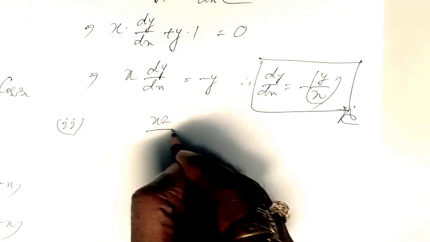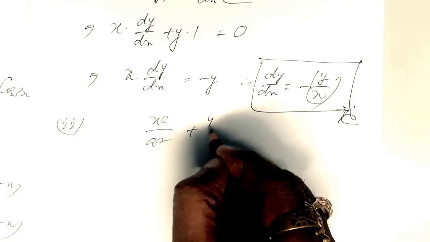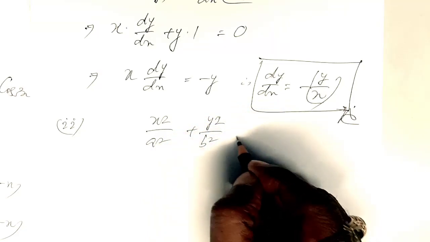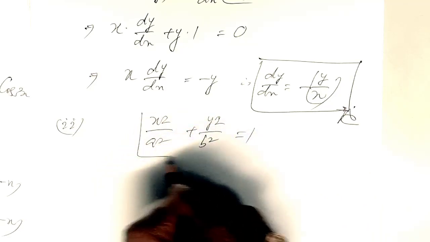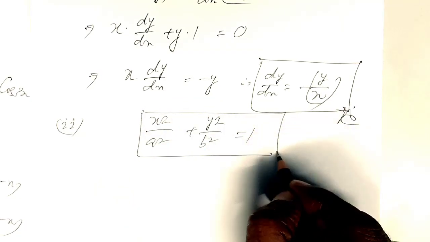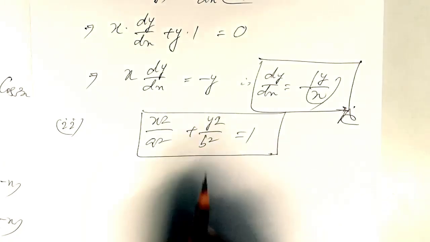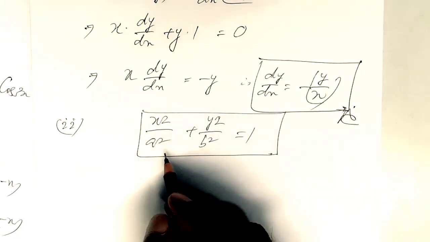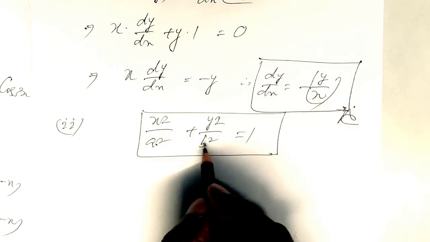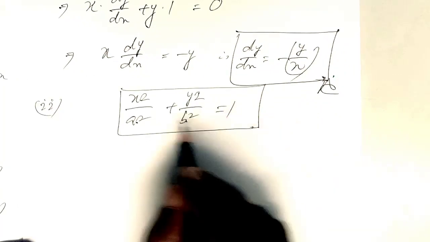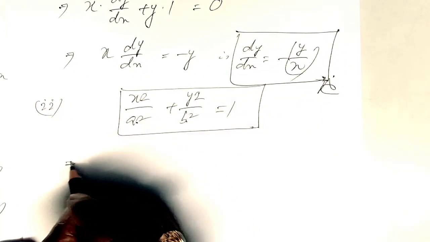x square by a square plus y square by b square equals 1, where a and b are constants. This is the equation which gives the ellipse, which I think you have done in class 11. Okay, forget that one. Now you have to find the derivative. a and b are constants, x square and y square are variables. The same process you have to apply, differentiating both sides with respect to x.